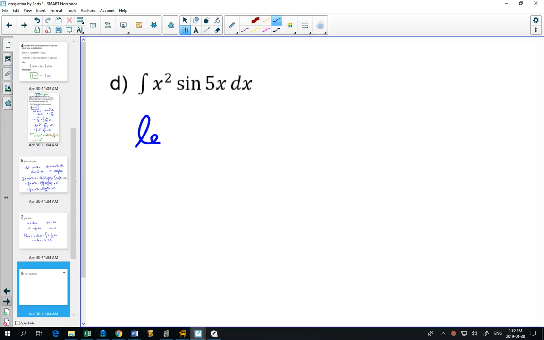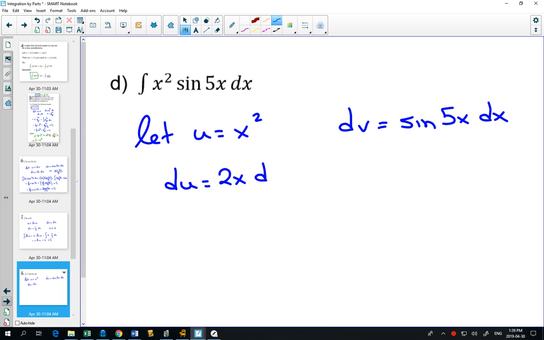So again, we decide on something for u, something for dv. Take the derivative. Oh, sorry, I used the wrong word. Differentiate would be the right word. Differentiate here to get du. Integrate here to get v. Going backwards from sine will be negative cos. Divide by 5 because there would have been a chain rule.